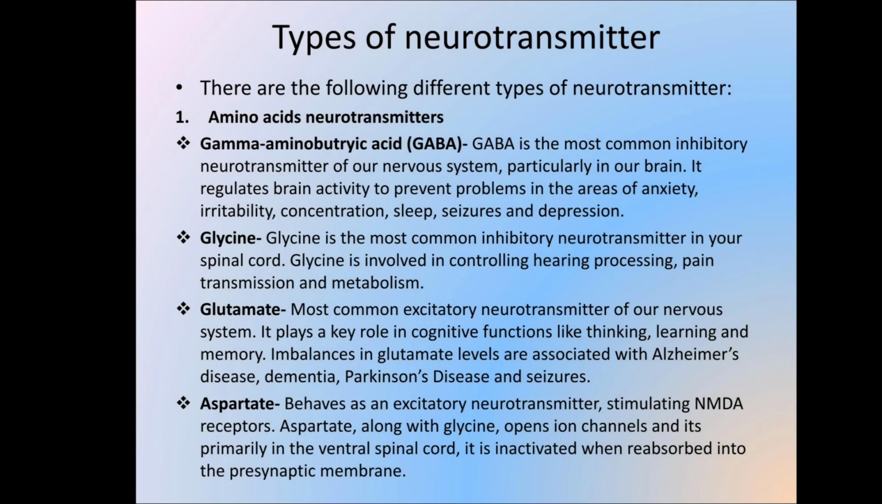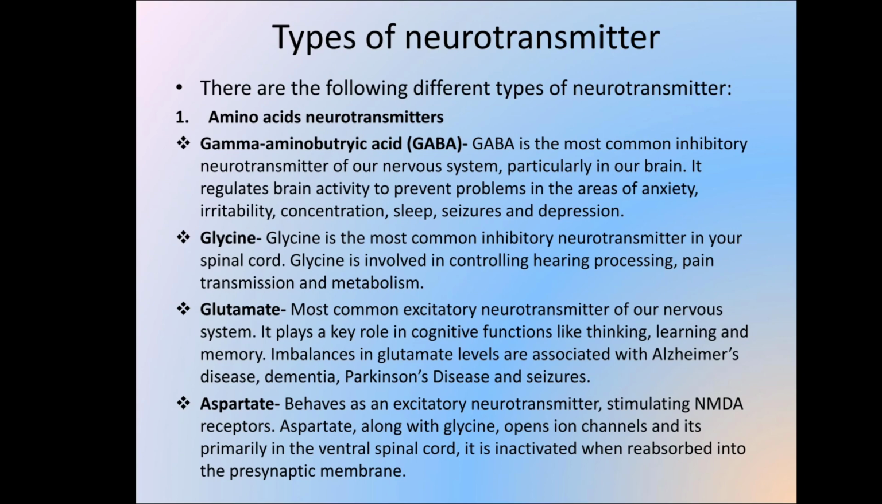There are types of neurotransmitters. Number one is amino acid neurotransmitters. So in this come GABA, glycine, glutamate, and aspartate. GABA is a really common inhibitory neurotransmitter in the nervous system. Basically, the major thing of concern is that it regulates brain activities and prevents problems of anxiety, irritability, concentration, sleep, seizures, and depression.